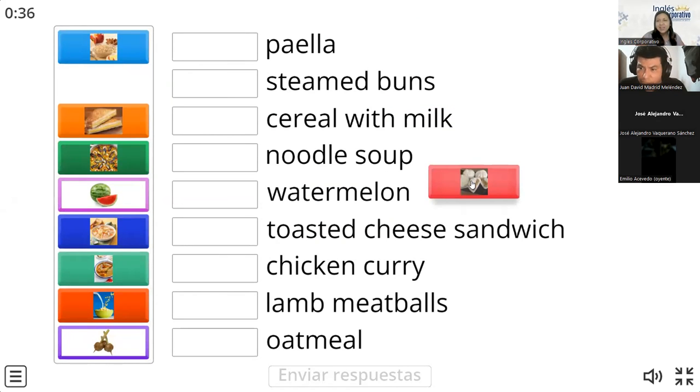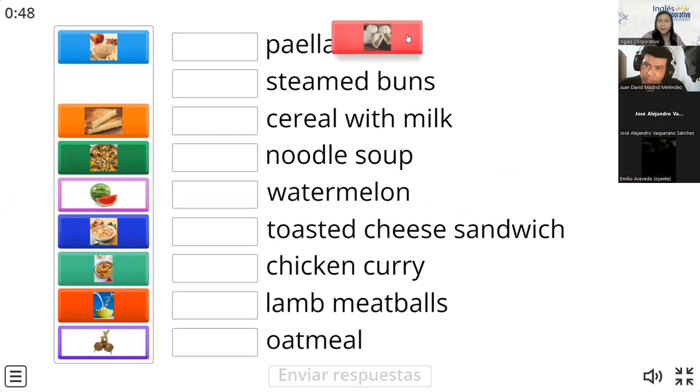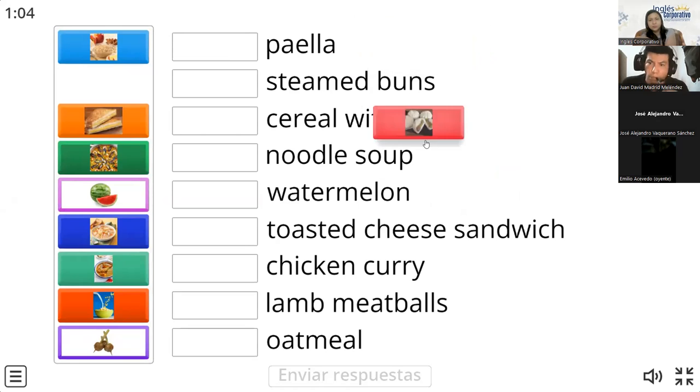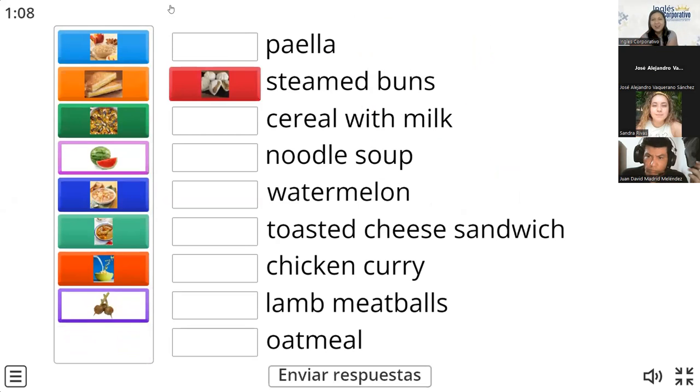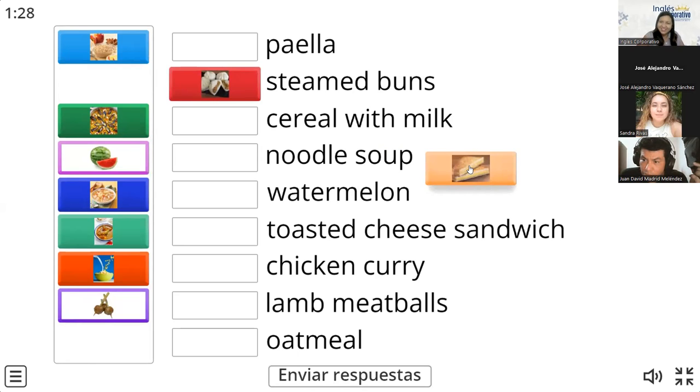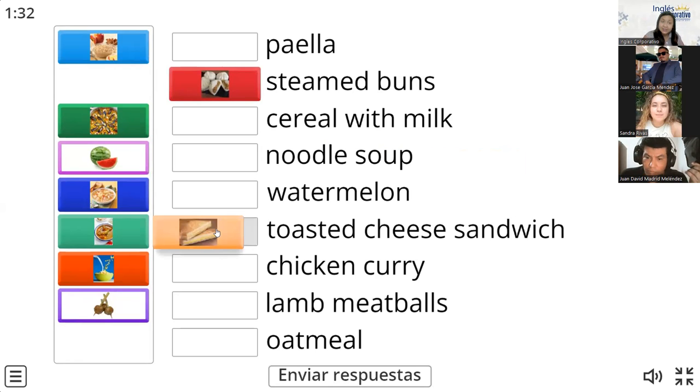This is from an Asian country. I think Chinese food. Just a Chinese sandwich. Well, the words are here. Paella, steamed buns, cereal with milk, noodle soup, watermelon, toasted cheese sandwich, chicken curry, lamb meatballs, or oatmeal. Steamed buns. Exactly, steamed buns. There are some buns that have some food, some meat inside, and they are steamed. Okay, what about this one? What is it? It looks like quesadilla, but it's not quesadilla. Toasted cheese sandwich. Exactly, toasted cheese sandwich.